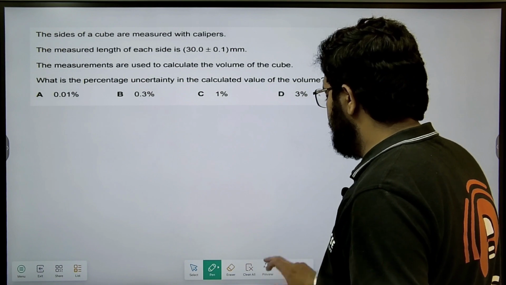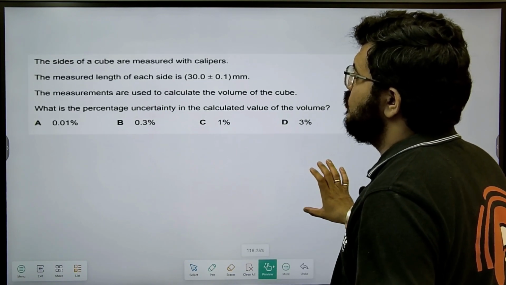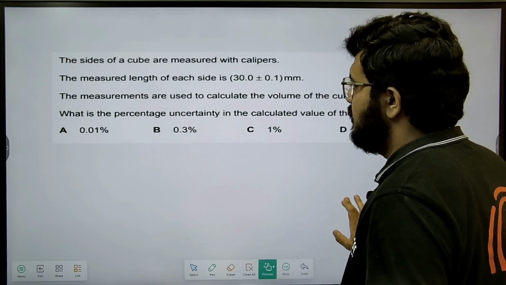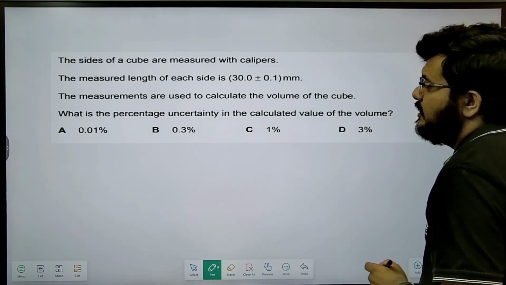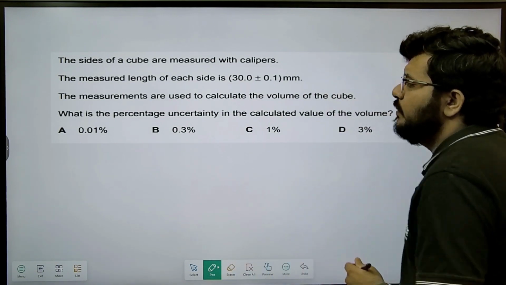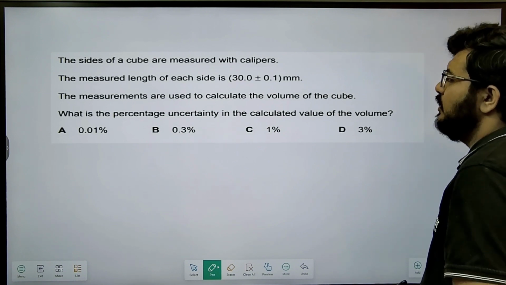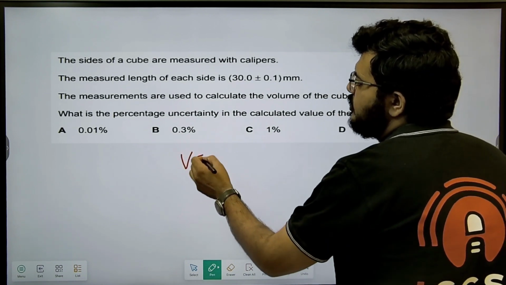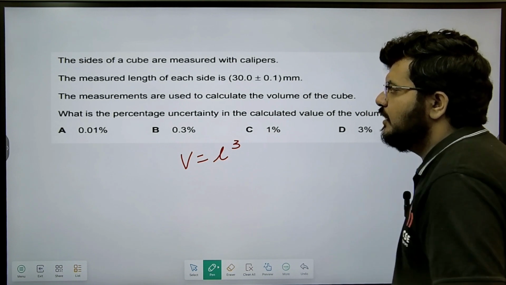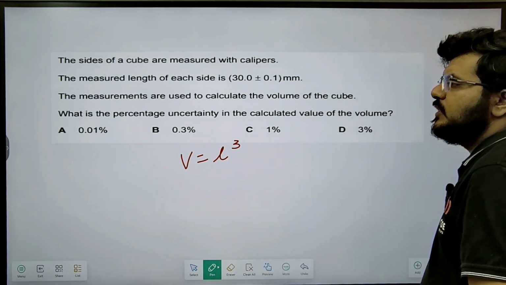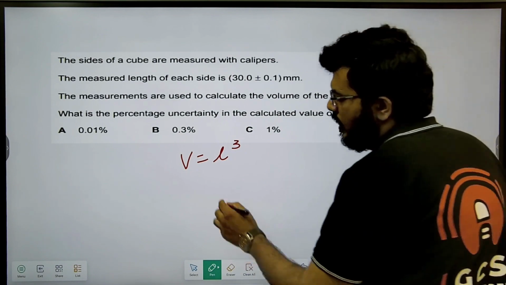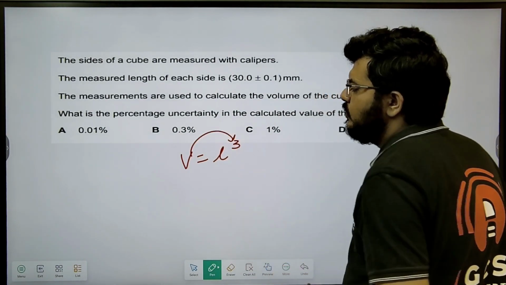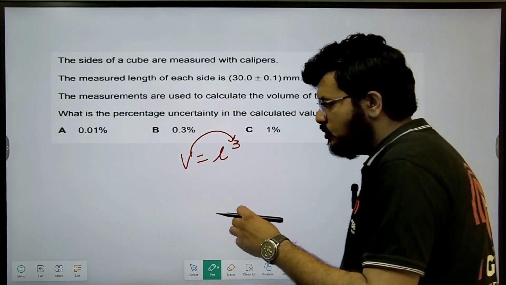Then we have, sides of a cube are measured with calipers. The measured length of each side is 30.0 plus or minus 0.1 mm. The measurements are used to calculate the volume of the cube. Volume is equal to L cube, right? This is an uncertainty question. What percentage uncertainty is the calculated value of volume? Because volume is equal to L cube.